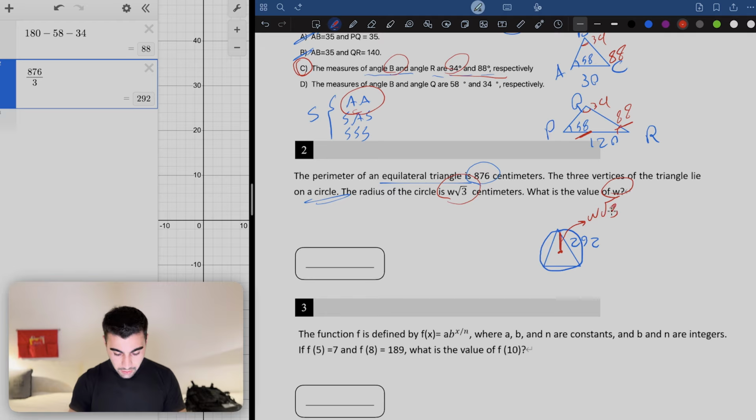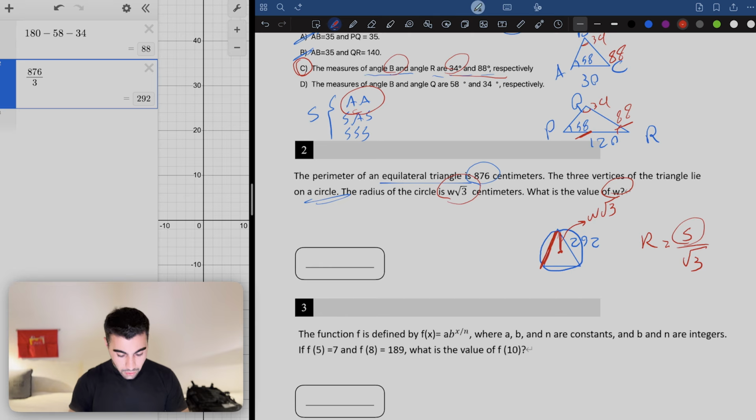So the only thing that we need to know here is that the radius is equal to the side of the triangle divided by root 3. That's a formula that you should know. If you have a triangle inside the circle, the radius of the circle is equal to the side of this equilateral triangle divided by root 3, right? So that means the side is 292.